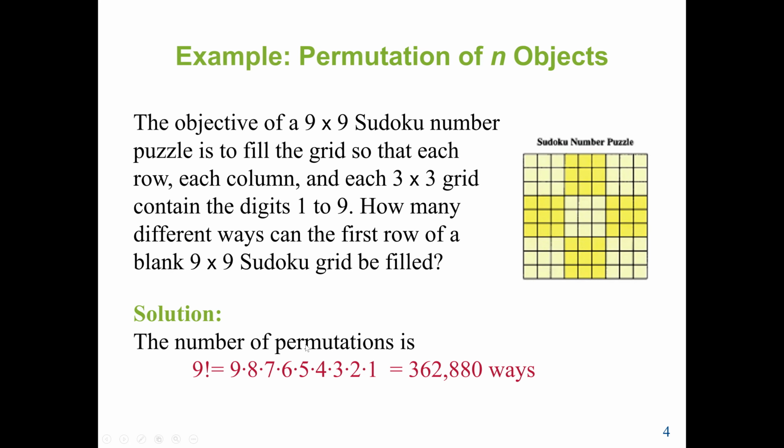So the solution: the number of permutations is 9 factorial, which will give us 9 times 8 times 7 times 6 times 5 times 4 times 3 times 2 times 1, and it will be 362,880 ways.